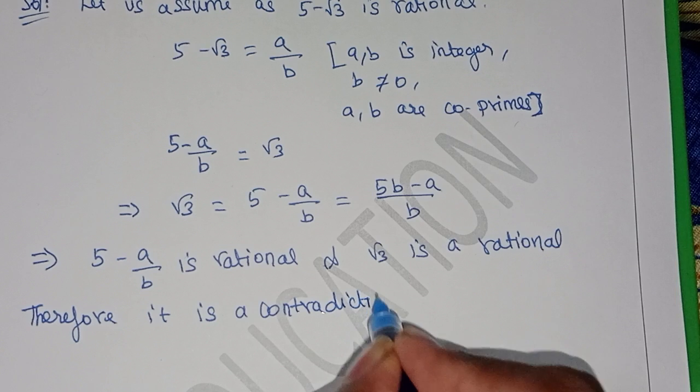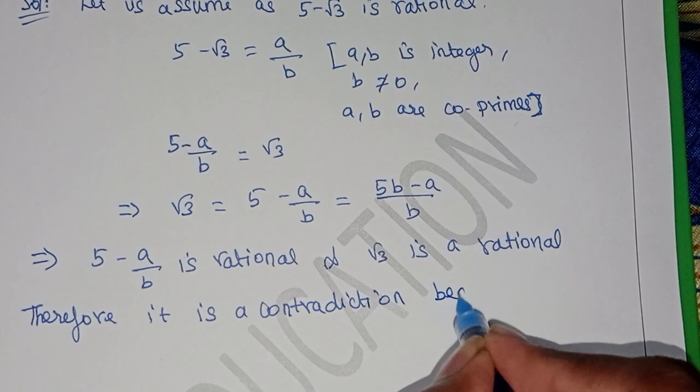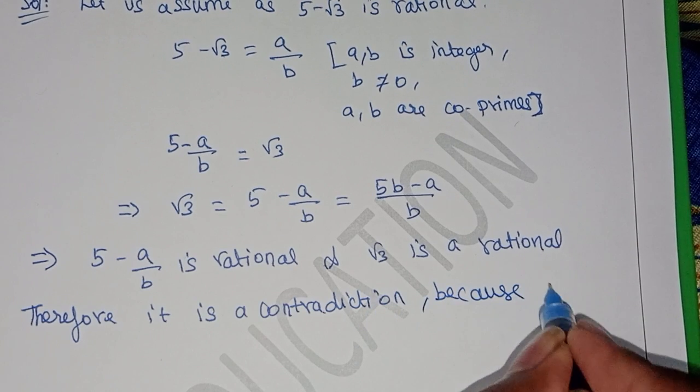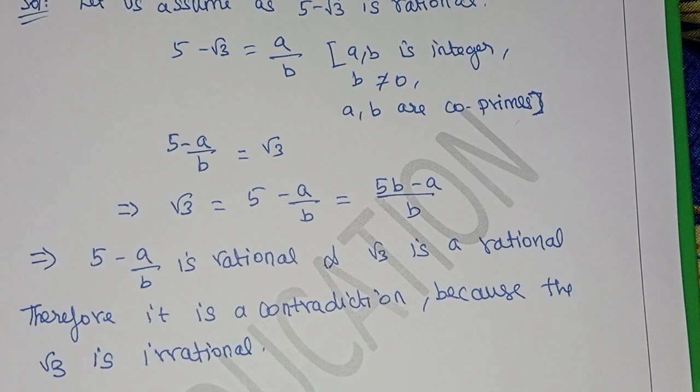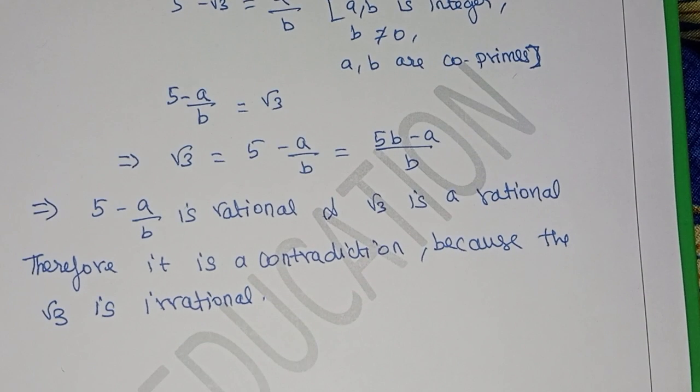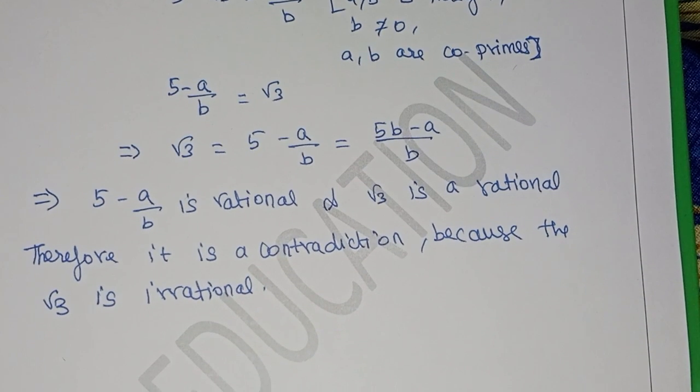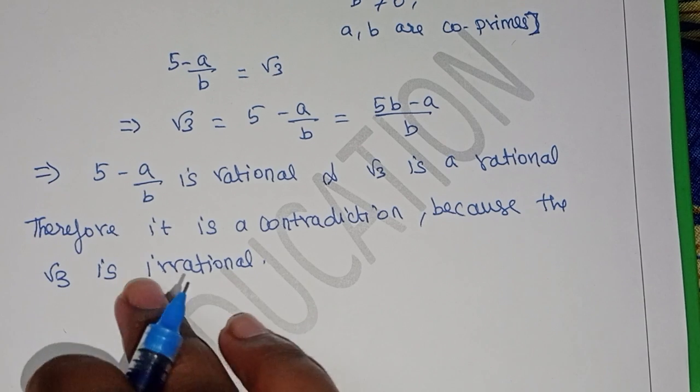Why? The reason is because root 3 is irrational, as we proved in the last sum. If this is a 5-mark question, you can write that root 3 is irrational in this problem also, along with this.